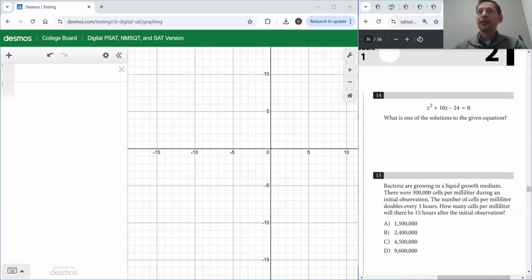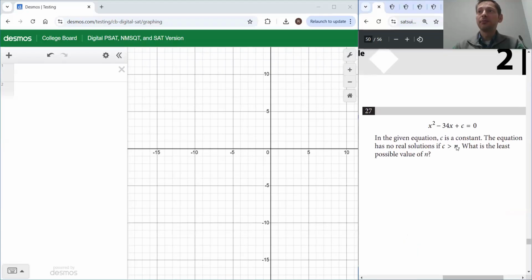So let's take a look at this question right here. X squared minus 34x plus c equals 0. In the given equation, c is a constant. The equation has no real solutions if c is greater than n. What is the least possible value of n? So in this case, what do you do? If you were just going to do this algebraically, you would recognize that in order for it to have no solutions, you'd have to get the discriminant, b squared minus 4ac, and set it to be less than 0.